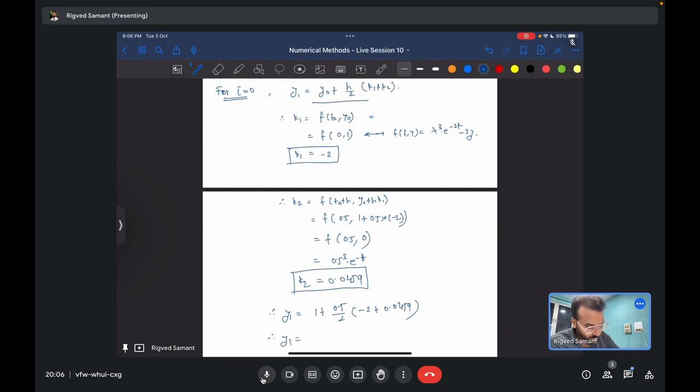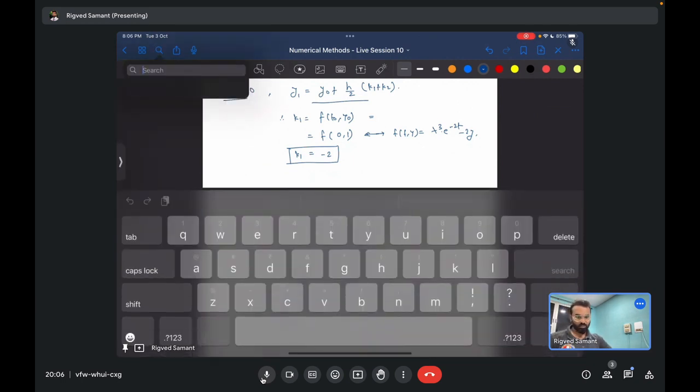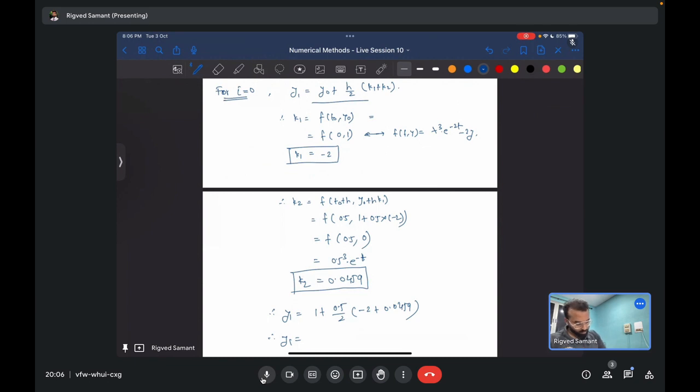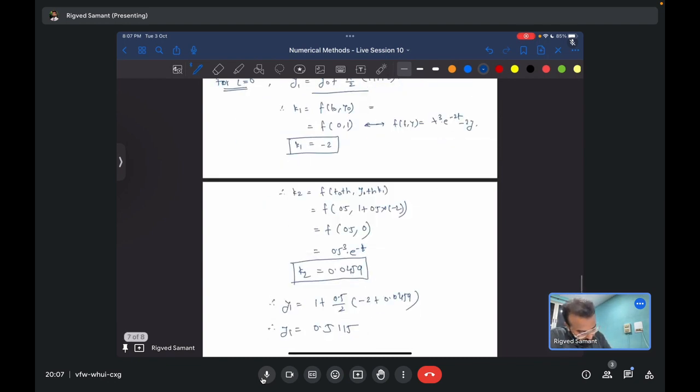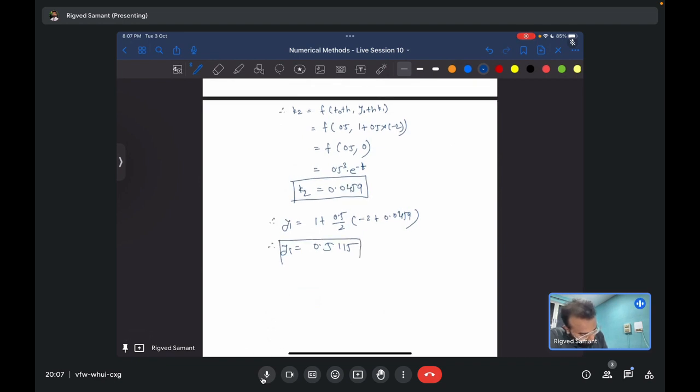Therefore y1 is 0.5115. Okay, so this is your y1. Similarly, now you have to proceed. I0 is equal to 1. I is equal to 1.